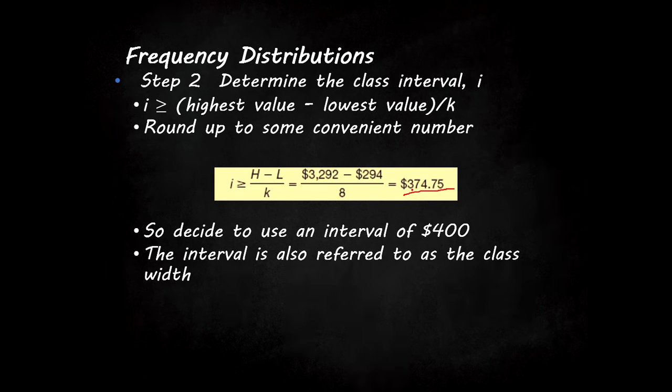So here, instead of 374.75, I took the highest value minus the lowest value and divided by the number of classes.